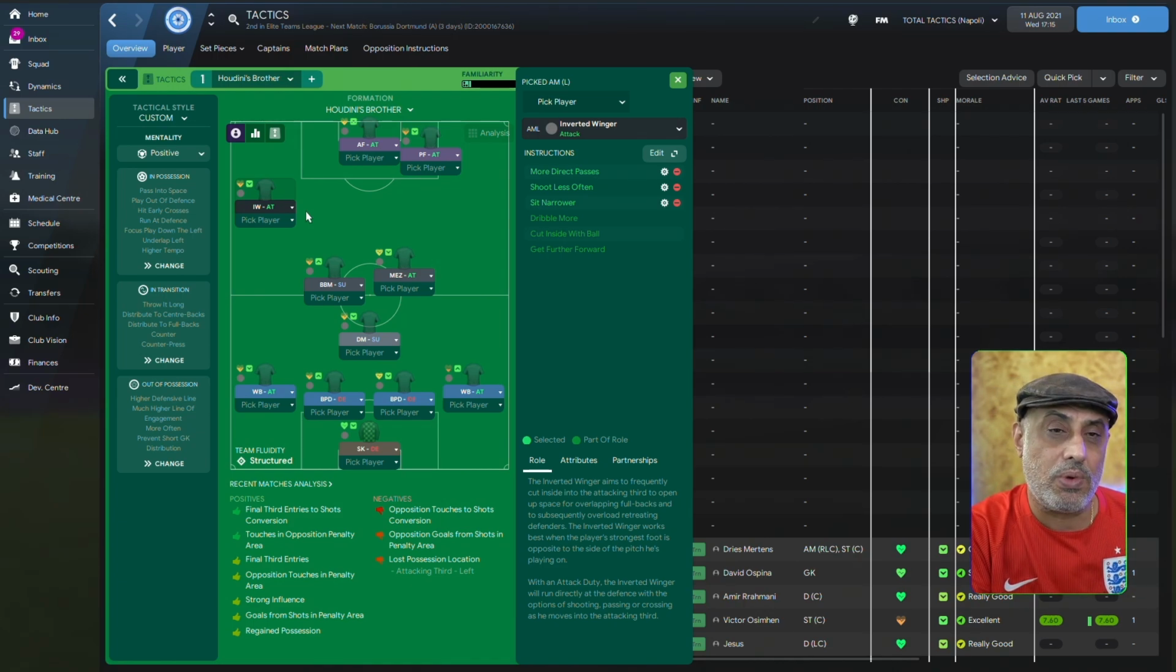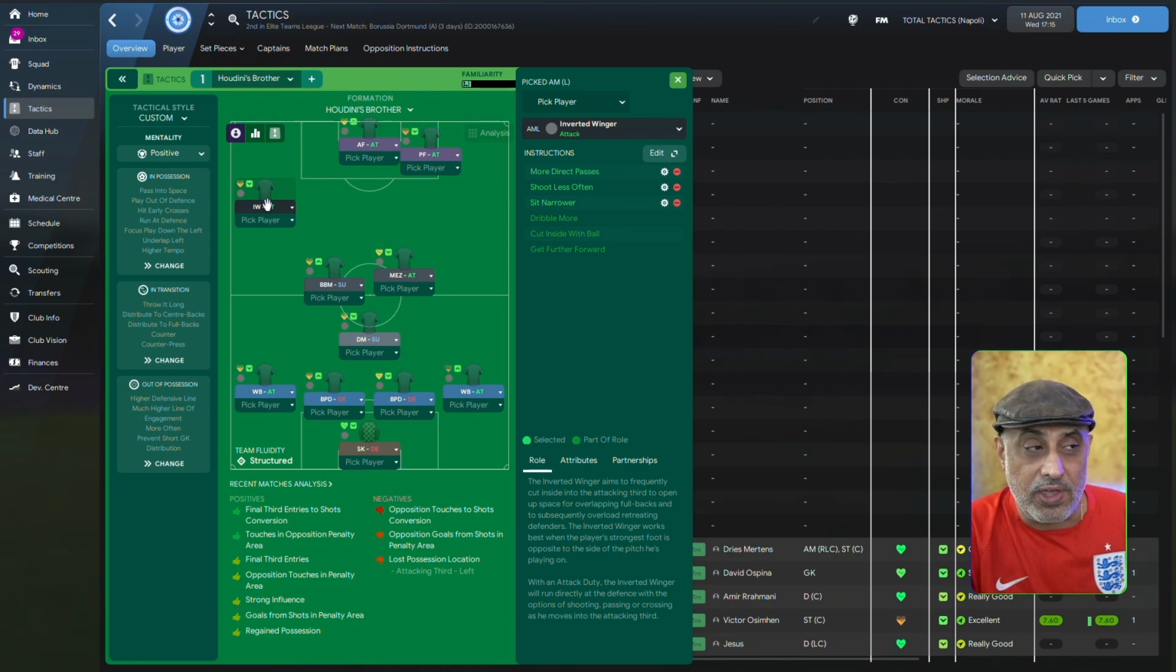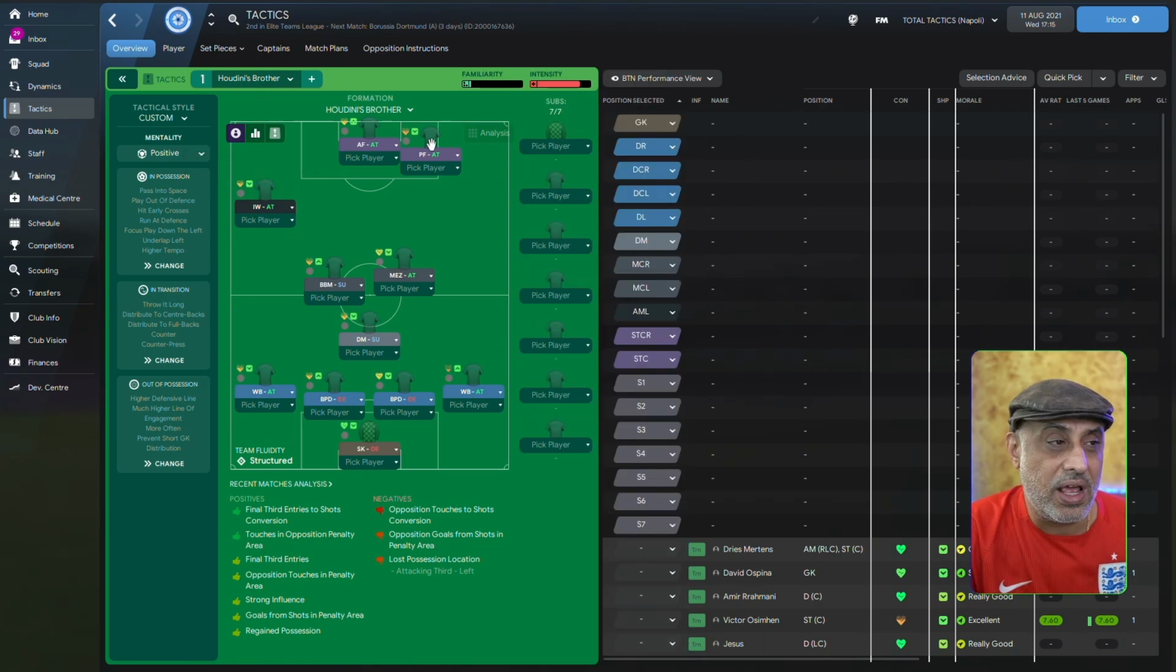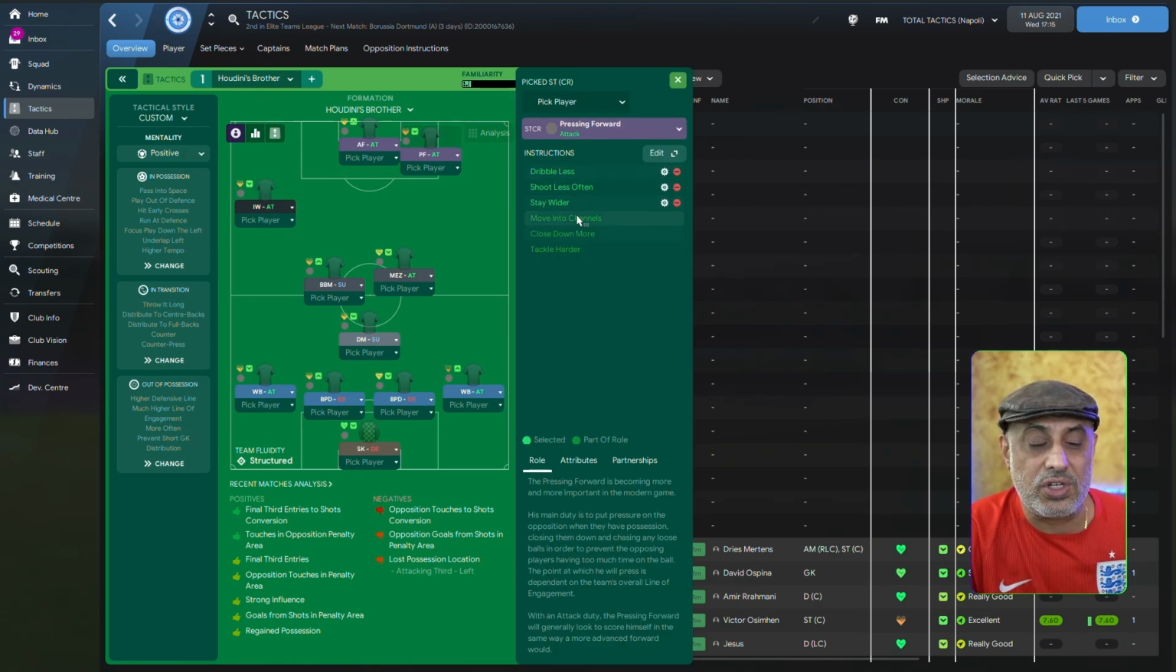The reason why we want to do this is I want to create a split in these two players in the final third. If the inverted winger comes in this way, the wingback can charge down the flanks and we can get crosses in without too much resistance. I'm using a role that actually stays wider, shoots less often and dribbles less.